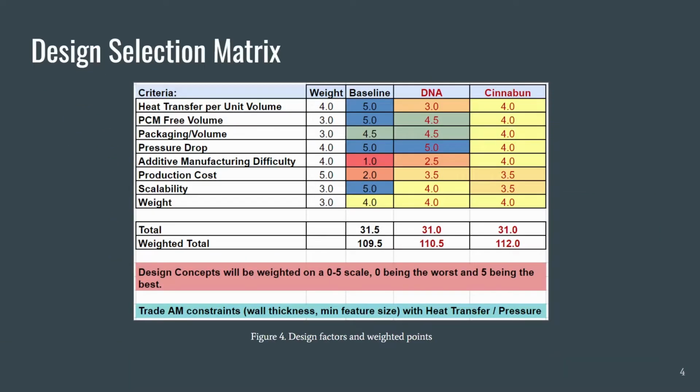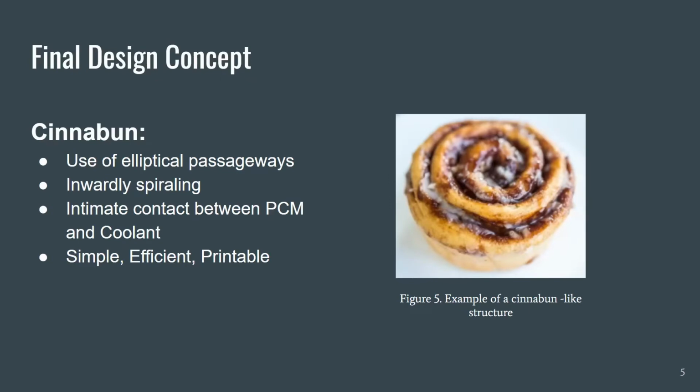This is the design matrix that we used to select our final model for production. In this matrix, there are three important criteria that we focus on: the heat transfer per unit volume, the pressure drop, and the additive manufacturing difficulty. As you can see, the Cinnabon was the chosen model out of the selection matrix. The Cinnabon model provides intimate contact between the PCM and the coolant. It is also simple, efficient, and printable.